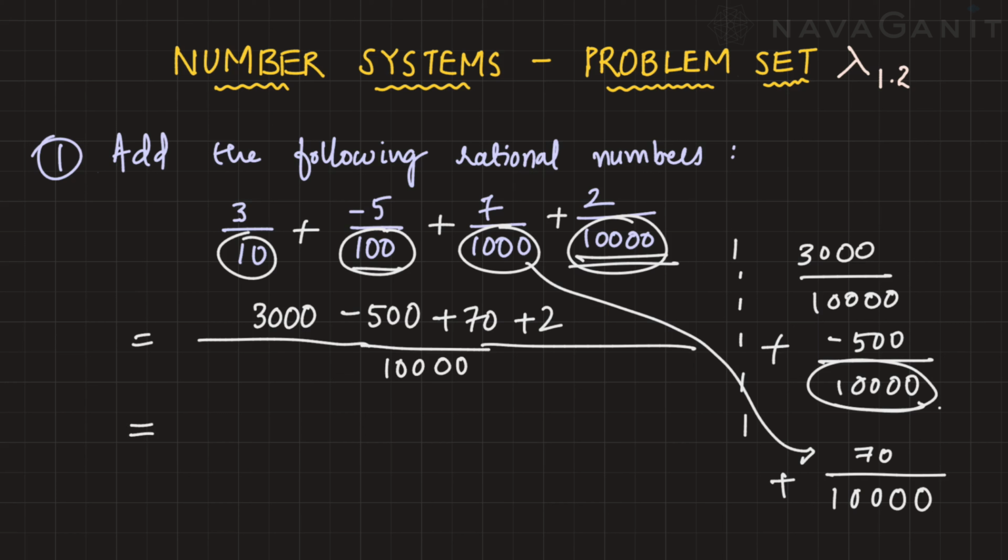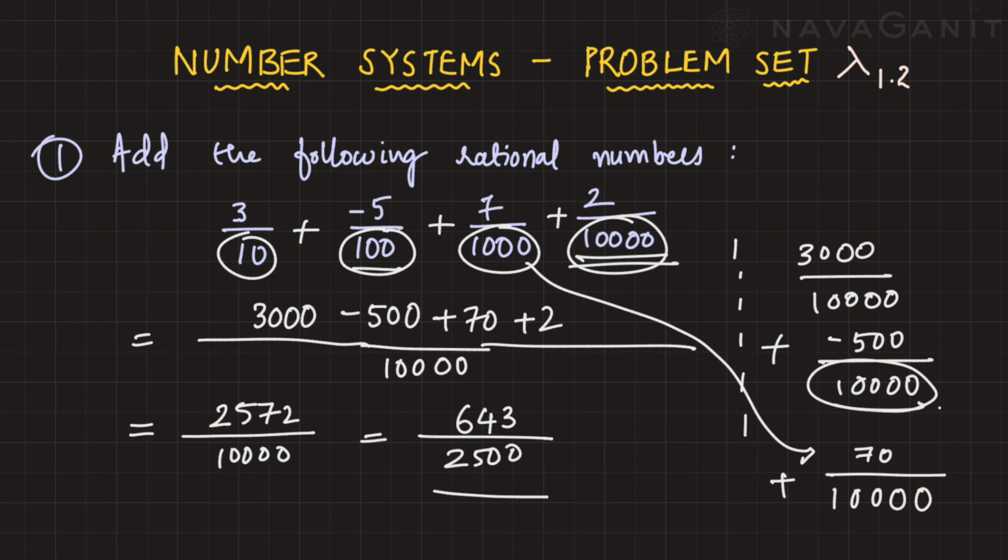So this would come up to 2572 upon 10,000. Now I can simplify this further, because 4 is common in both numerator and denominator. So this would be 2500 and the numerator would be 643. So the final answer is 643 upon 2500 when I add up all these 4 rational numbers.